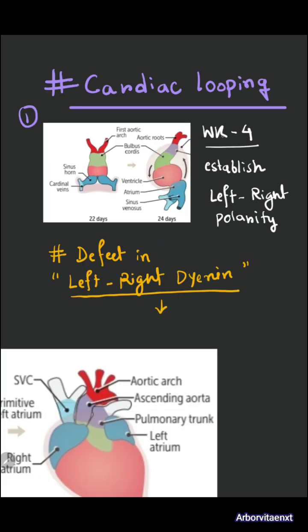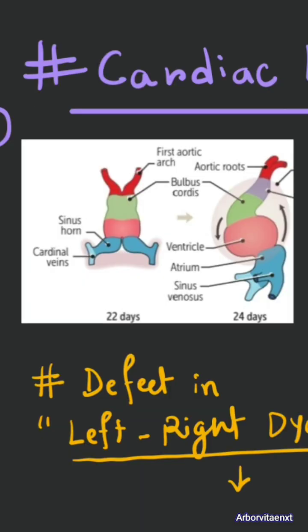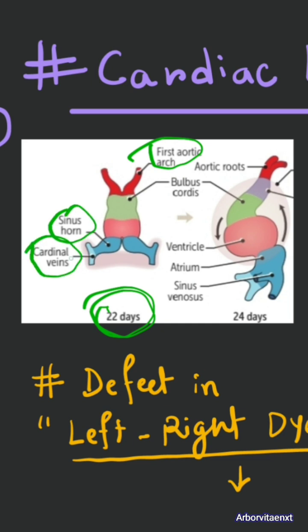So cardiac looping starts around week 4 of development, and it establishes the left-right polarity of the heart. Basically, the primary heart tube starts developing, and you can see the various parts of the primary heart tube here. On the 22nd day, this is the primary heart tube. We can see the first aortic arch developing, the sinus horns, and the cardinal veins. These are the structures. Also this part is known as the bulbus cordis.